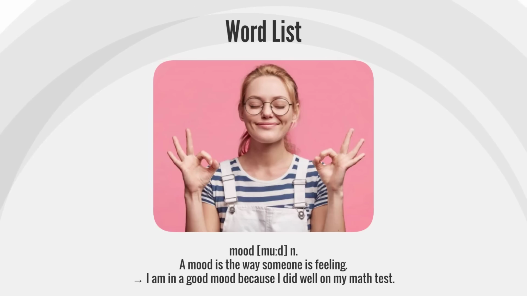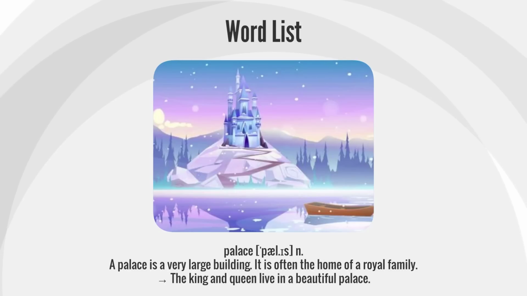Mood. A mood is the way someone is feeling. I am in a good mood because I did well on my math test. Palace. A palace is a very large building. It is often the home of a royal family. The king and queen live in a beautiful palace.